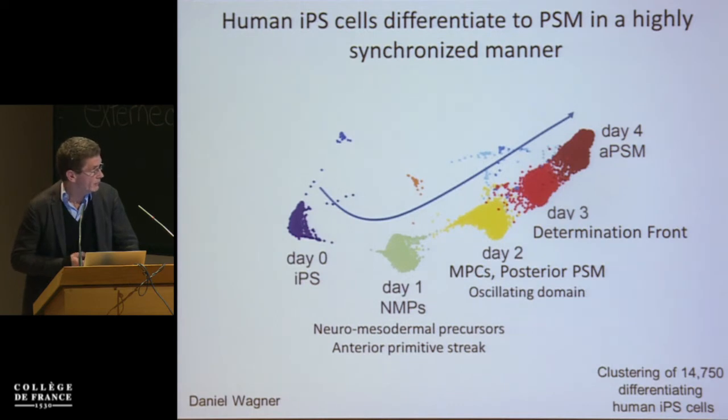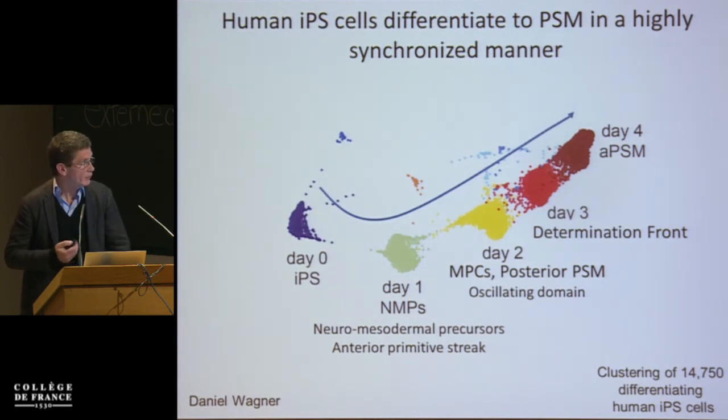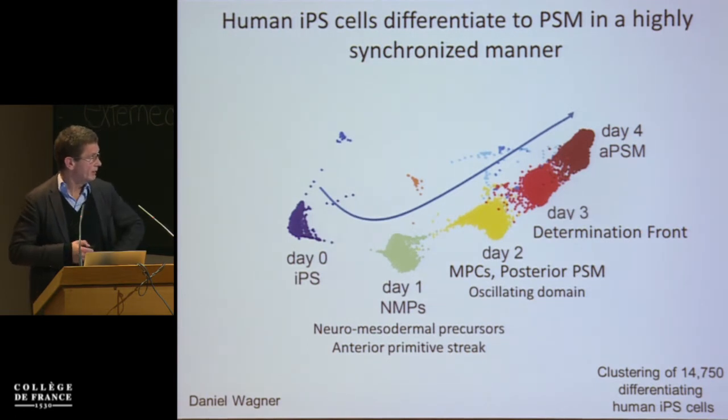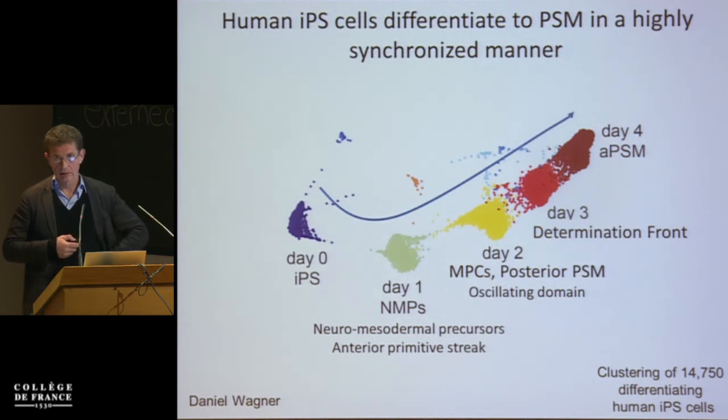And to further characterize these cells at the single cell level, what we did is to perform single cell sequencing of these cultures at day 0, day 1, day 2, day 3, and day 4. So we sequenced almost 15,000 differentiating human iPS cells, with the help of Daniel Wagner from Allon Klein's lab. So we used the inDrops platform for that. And there are 2 interesting things that came out of this analysis.